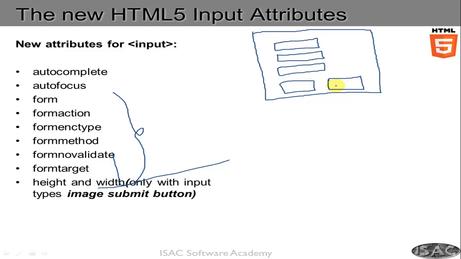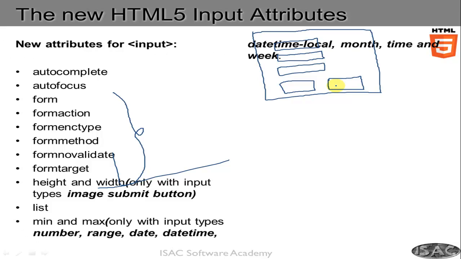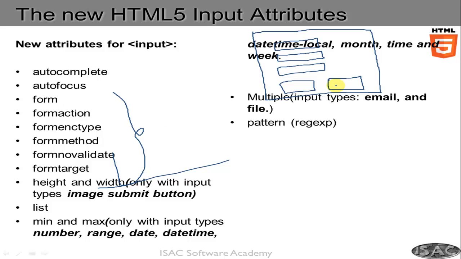And it will have height and width, only with input types you can have, and it also has new attributes called list, min and max, and then multiple for input types email and file. Now pattern is another example of an attribute of input type. Placeholder means that by default it will put something there. Now let us see all of these with some sample code.